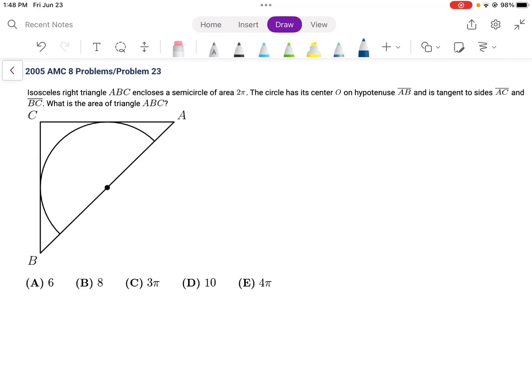In this problem, the half semicircle has an area of 2 pi and AB is tangent to sides AC and BC. Angle C is a right angle. Therefore, we can calculate the radius of the semicircle to be r equals the square root of 2 times the semicircle's area, which is 2 pi, divided by pi, and that gives us the radius equals 2.